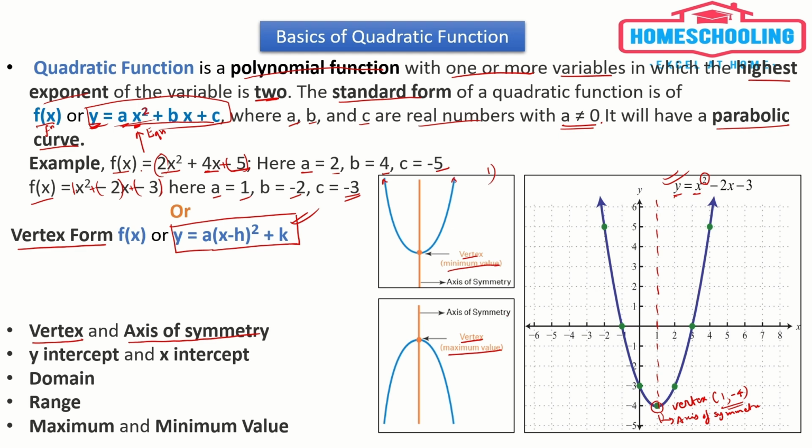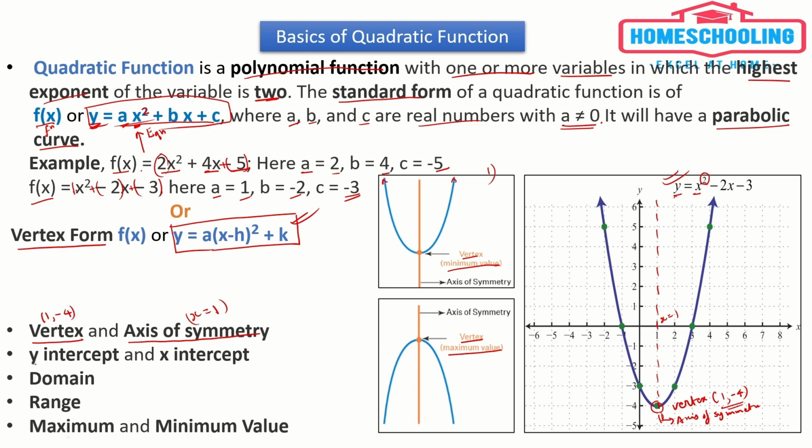Now, what is going to be our axis of symmetry? As we can see here, the axis of symmetry is a vertical line, so it is at x = 1. The axis of symmetry is x = 1, because that vertical line is passing through x = 1. And our vertex is given here as (1, -4).